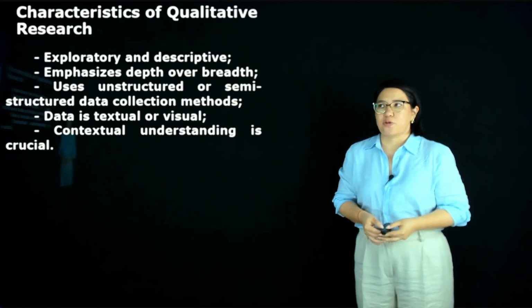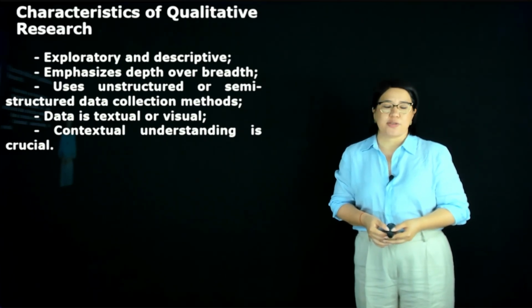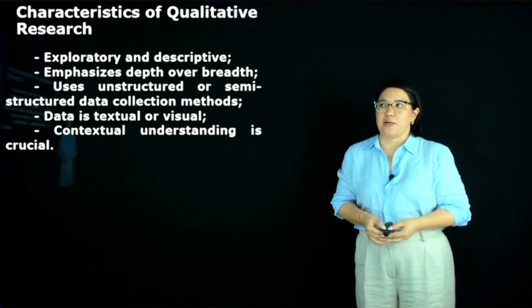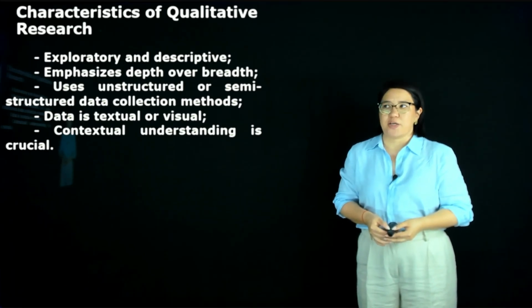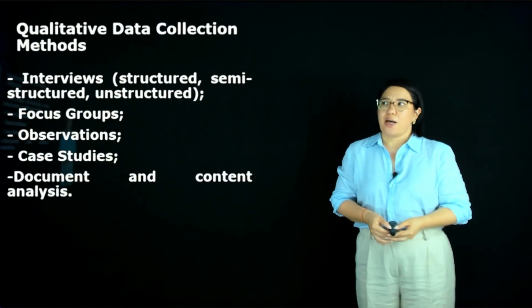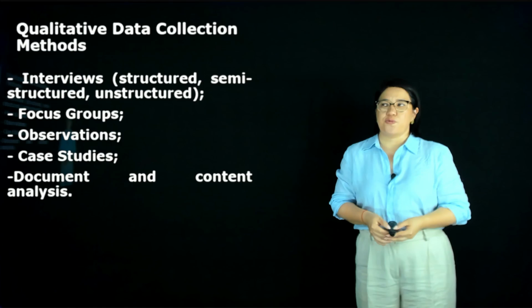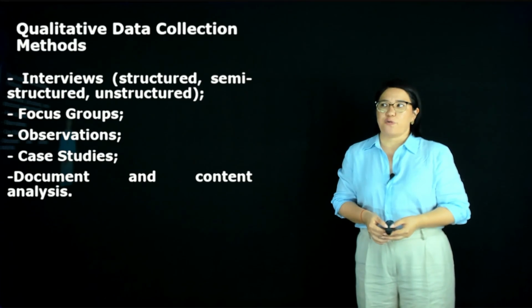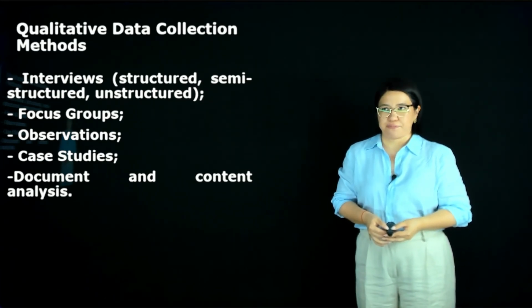Characteristics of qualitative research include: exploratory and descriptive, emphasize depth over breadth, uses unstructured and semi-structured data collection methods. Data is textual or visual, and contextual understanding is crucial. Qualitative data collection methods include interviews, which can be structured, semi-structured, and unstructured, focus groups, observation, case studies, and document and content analysis.